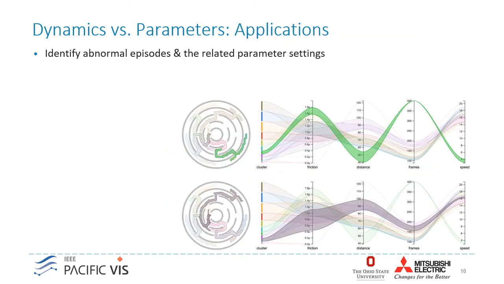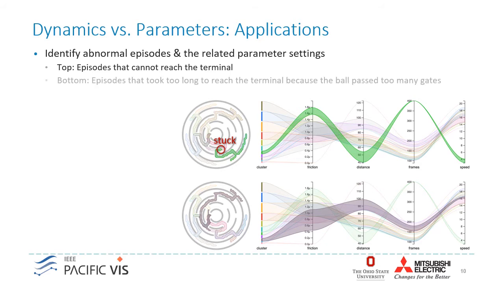Here we show how to use DynamicsExplorer to locate abnormal cases and their relationship with the parameter settings. At the top, we choose a cluster in light green color. In this cluster, the ball cannot reach a terminal because the ball was stuck in the same location. At the bottom, we choose another cluster of episodes in purple color. While here the ball can reach a terminal, their trajectories are longer than the others.